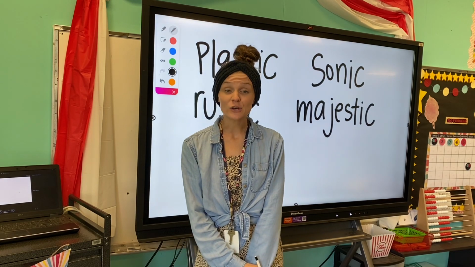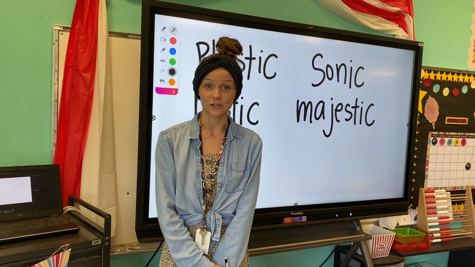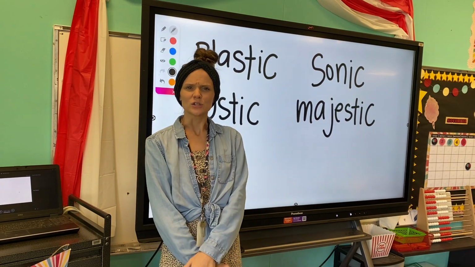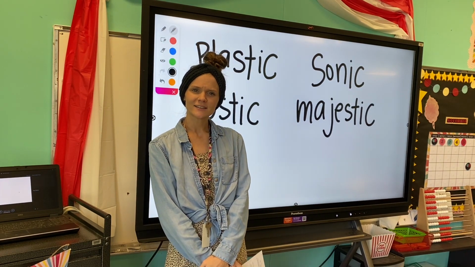So if our other rules only work for one-syllable words, what is it about these words that tell us to use a C at the end?